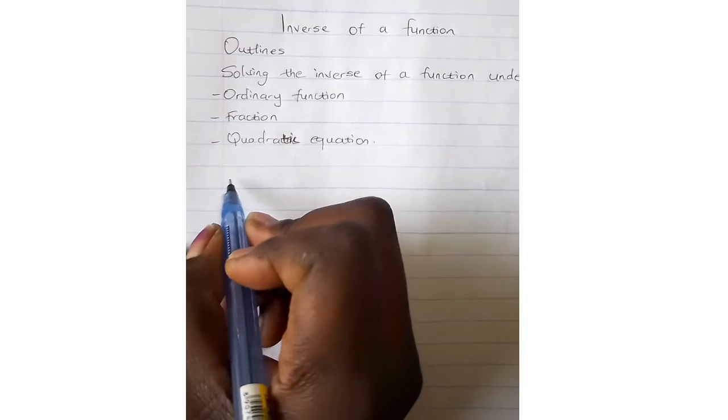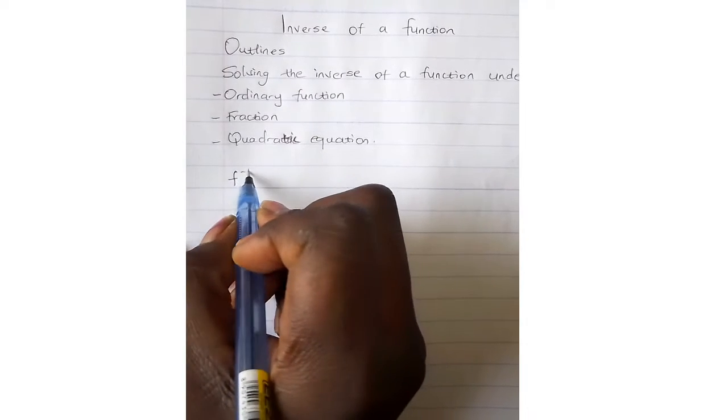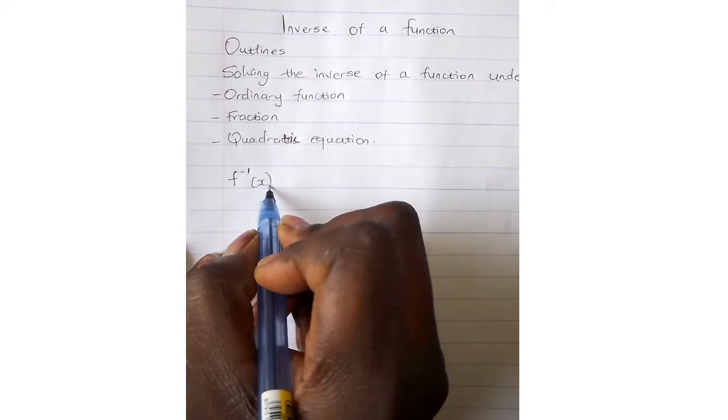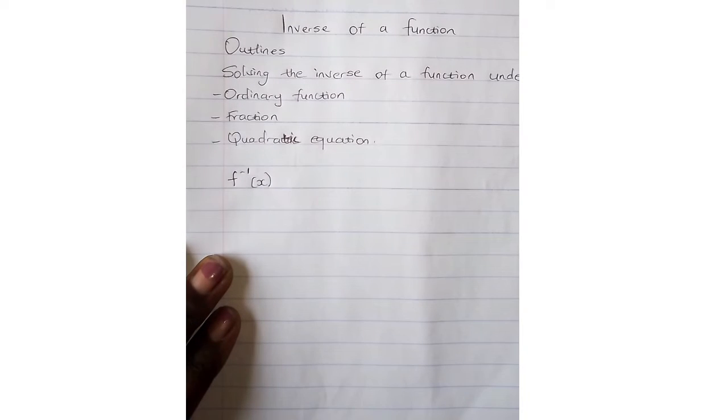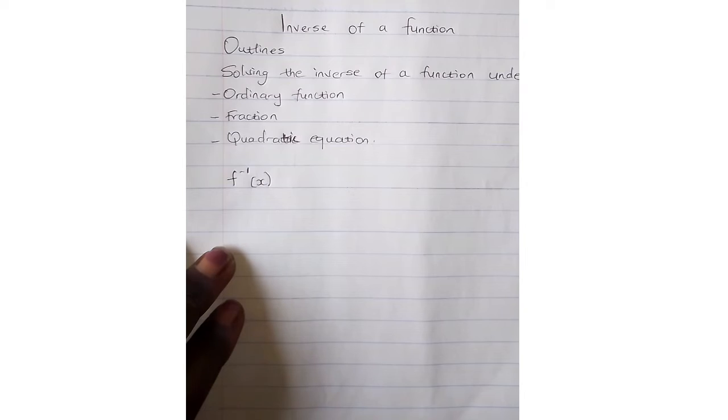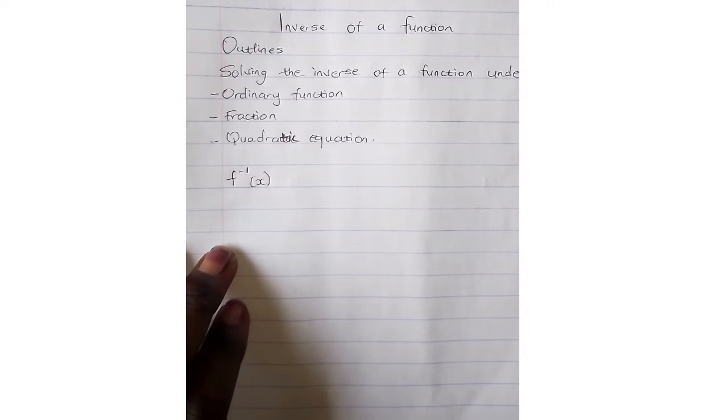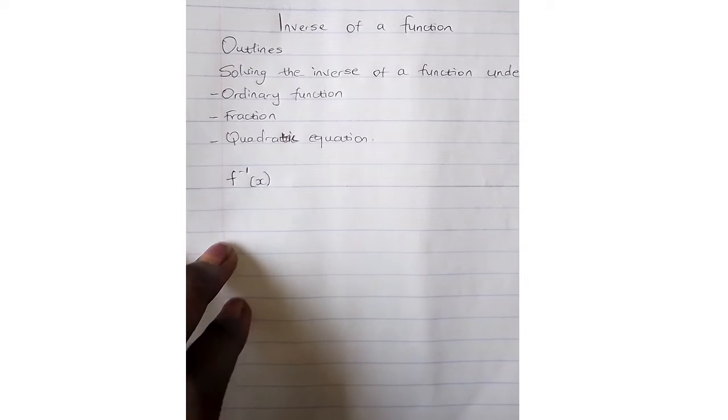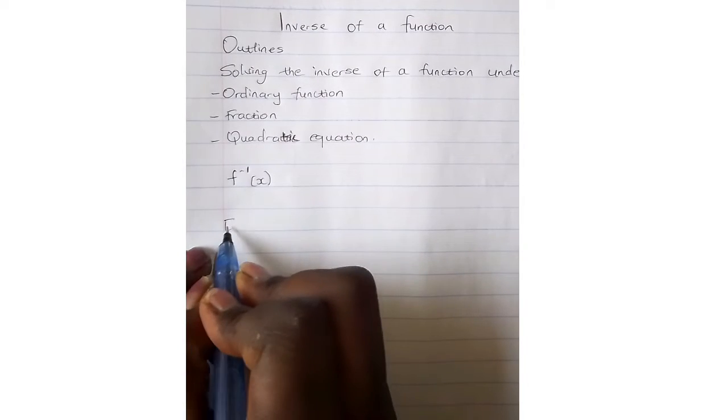An inverse of a function is denoted using f prime of x. Now we're going to solve some examples on how to find the inverse of a function. Now let's take note of these examples.